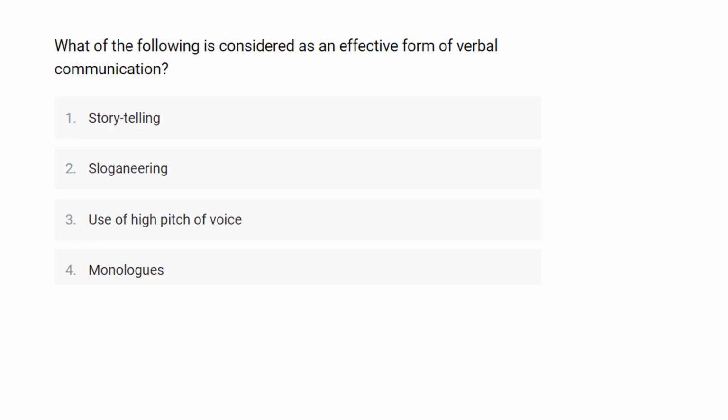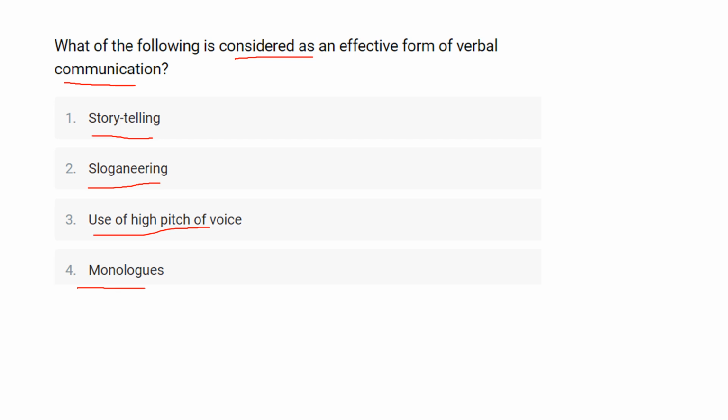Which of the following is considered as an effective form of verbal communication? So here in this question they ask which of the following is considered as an effective form of verbal communication. The first option is storytelling, second one is sloganeering, third one is use of high pitch of voice and the last one is monologues.